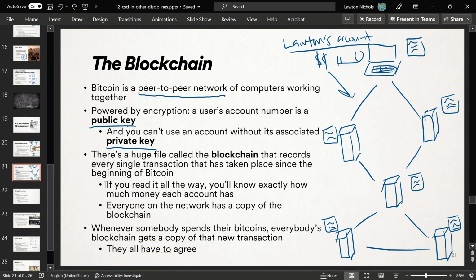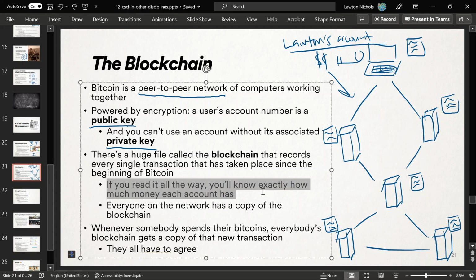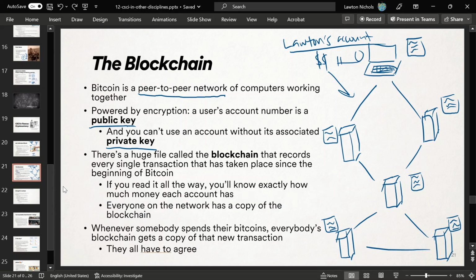And that's how you know how much everybody's account has. If you just read through the entire blockchain, replay it, simulate it, you'll know whose account has what, because you'll know how the money got moved around. And everybody on the network has their own copy, and they all have to agree, and that's how they make sure no stealing takes place, no weird things happen.